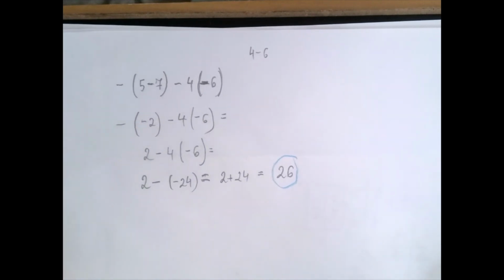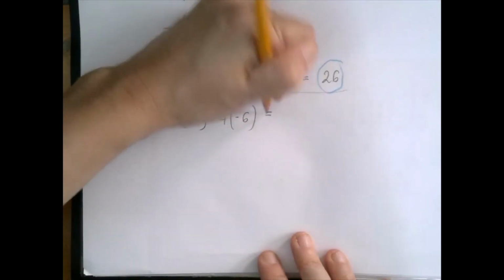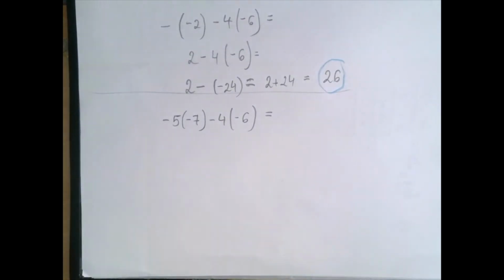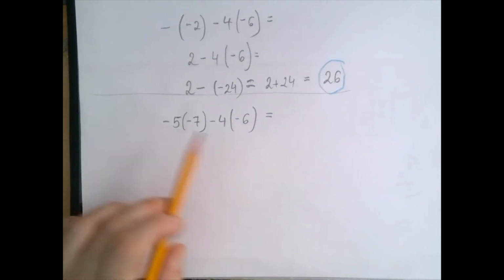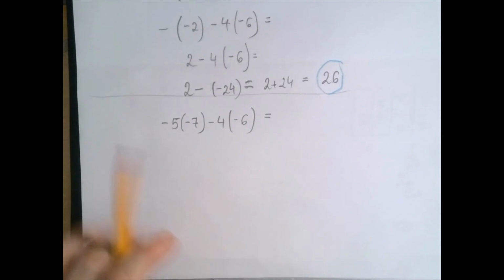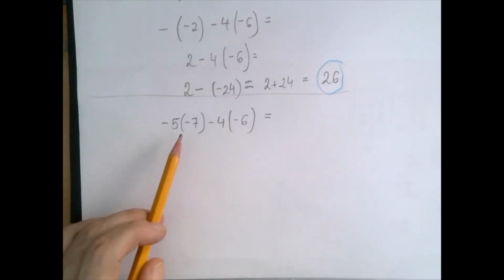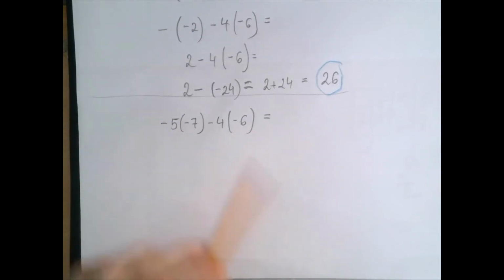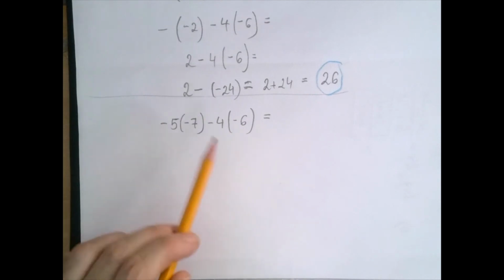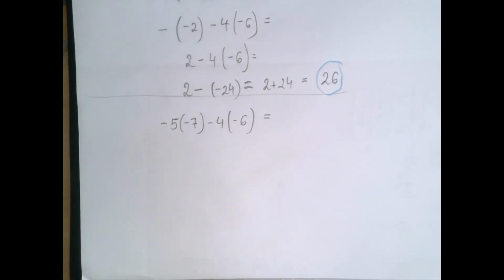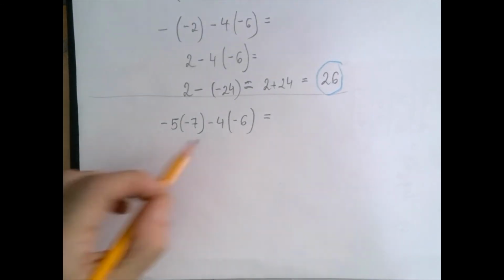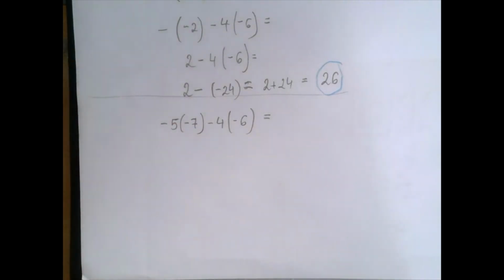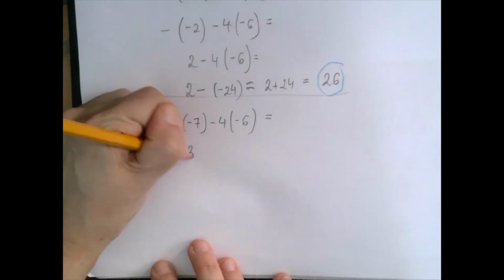Okay, let's see this next one. So there is a symmetry here. Because of the parentheses, these minus signs are describing the number as negative. They do not indicate subtraction. So that means that we have a multiplication between -5 and -7, and a multiplication between 4 and -6, and in between the two there is subtraction. So we start with the multiplications left to right. So first we're going to do this one. -5 times -7 is plus 35.